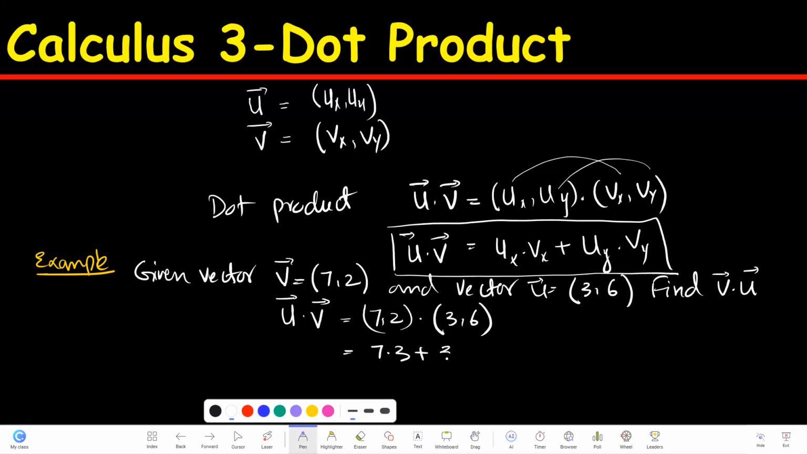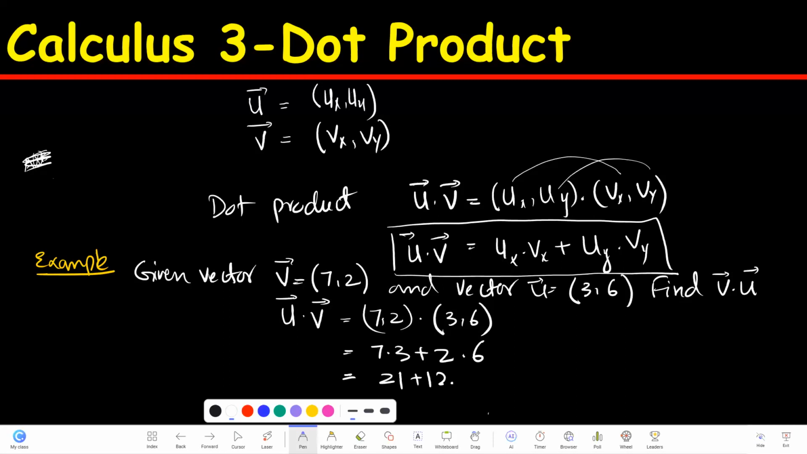And (3, 6), sorry, (2, 6). So I'm going to multiply that and then multiply that. This is not 2.6. I use the dot for a reason. So every time you write a dot product, guys, you do not write like A cross B. You cannot. You have to use the dot. Okay, and there is a reason behind it.